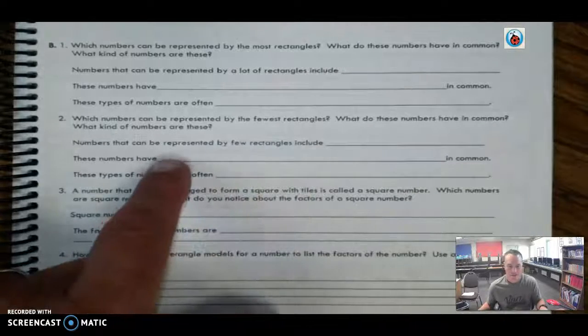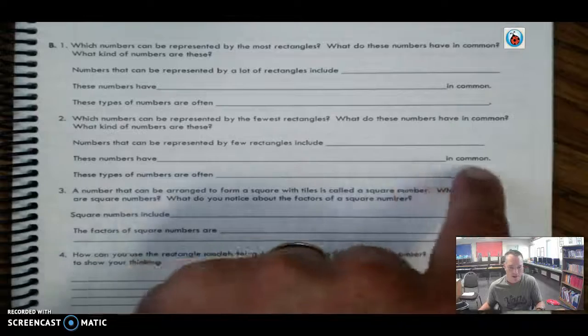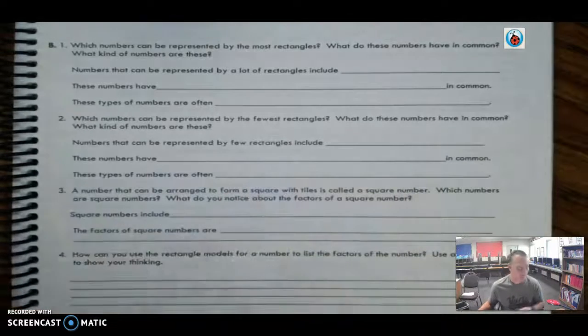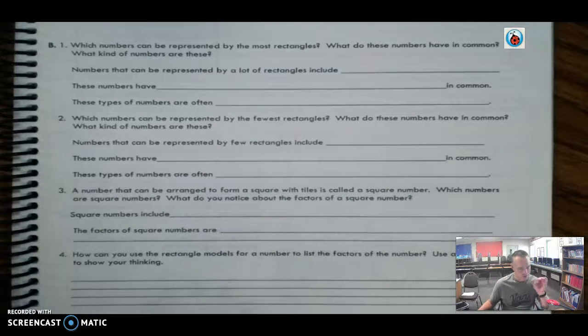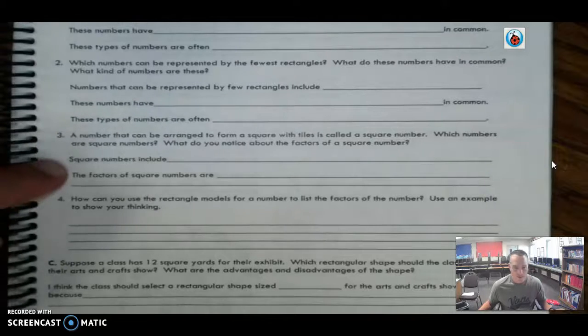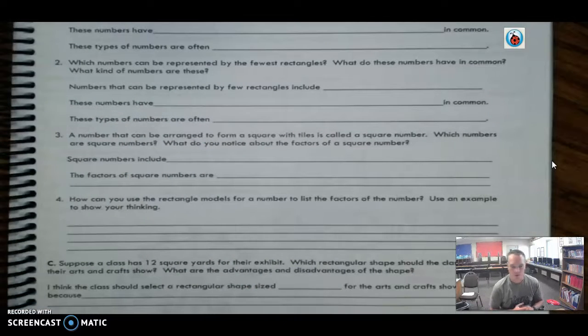And then down here, these numbers have what in common? Probably not a lot of factors. These types of numbers are often, and you're going to tell me, what kind of numbers are those normally? They have a special name, just like these ones have a special name. Okay, so once you have that done, these are square numbers. It says a number that can be arranged to form a square with tiles is called a square number. So it's equal height and equal width. They're the same.